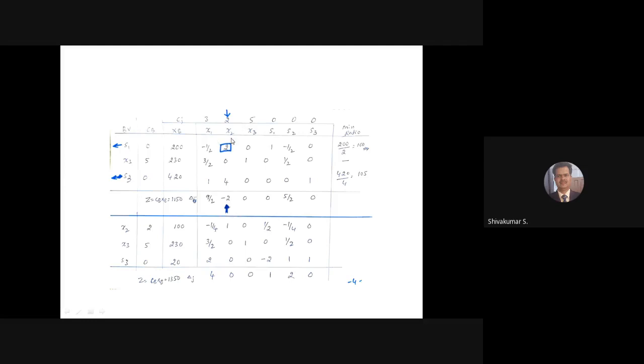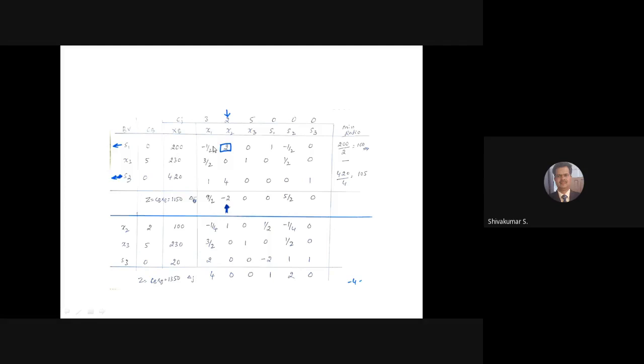X2 becomes the entering variable. Now, corresponding to this column, find the minimum ratio. So 200 divided by 2, 100. Don't take 0 here. Remember, infinity and 0 are not to be taken here. 200 divided by 2, 100. 420 divided by 4, 105. Corresponding to this is the highest negative value, minus 2 only. You have taken this column. So X2 becomes the entering variable in the next table.